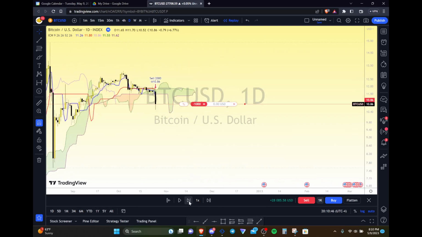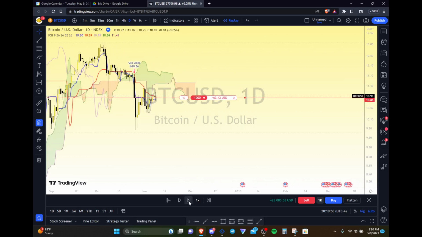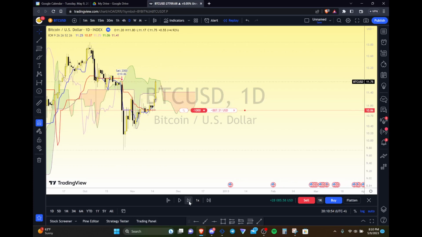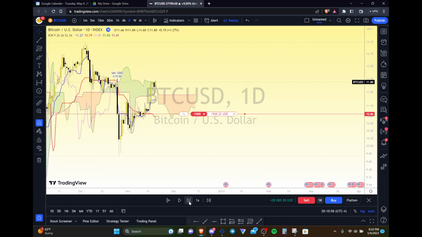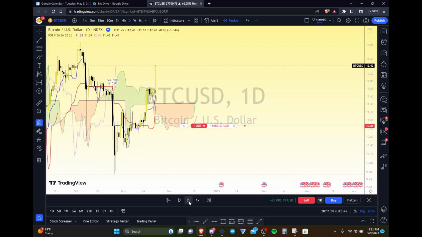Let's keep it going. All right. So Bitcoin's currently trading at $11, which is crazy to say, but it is. All right, so we're breaking up here. We don't have a long entry yet because the cloud's not bullish. It's not bullish yet. There it is. So now we're going to flip bullish here.